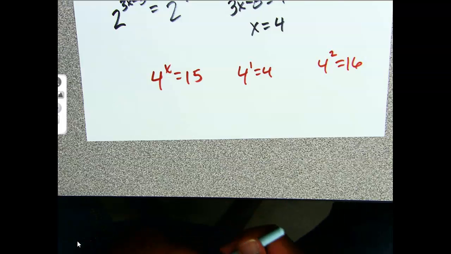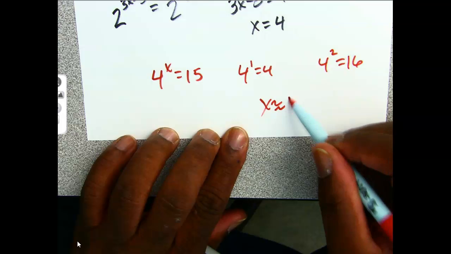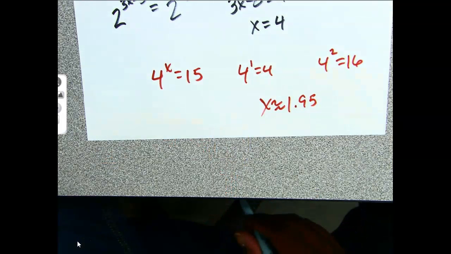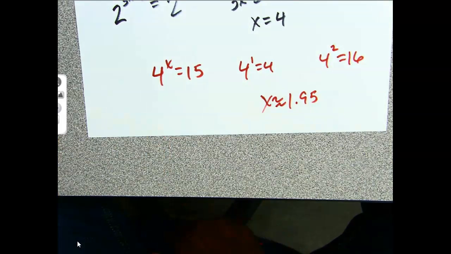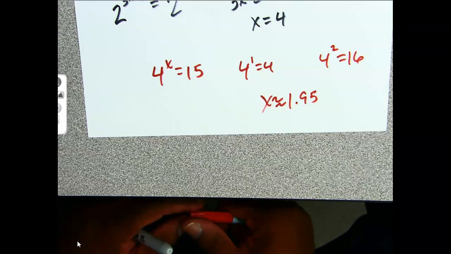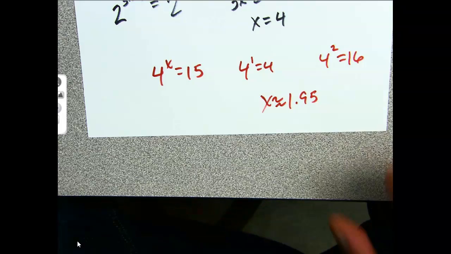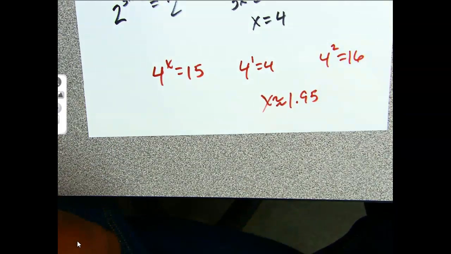Now when we learn how to solve this on Monday, you're going to see that the answer is about 1.95. And that makes sense, because again, 15 is a lot closer to 16 than it is to 4. Okay? So let's go ahead and take a look at a couple more examples.